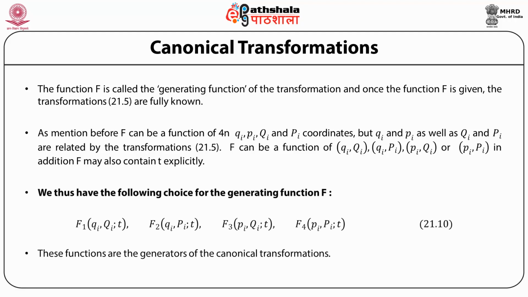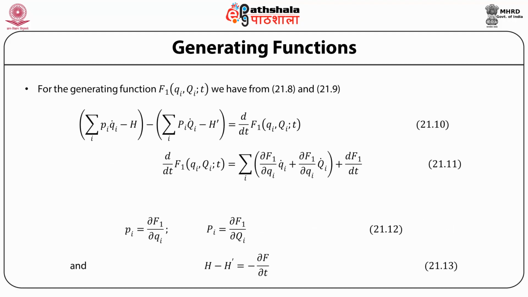Thus, for the generating function, we have a choice of 4 different functions, as I mentioned earlier, as given in equation 2110. So for the generating function F1, which is a function of the old and the new coordinates and the time t, we have sigma pi qi dot minus H, minus the same quantity expressed in terms of the new coordinates, namely Pi Qi dot minus H prime, equal to the total derivative of this F1, which is now a function of the old and the new coordinates alone and the time t.